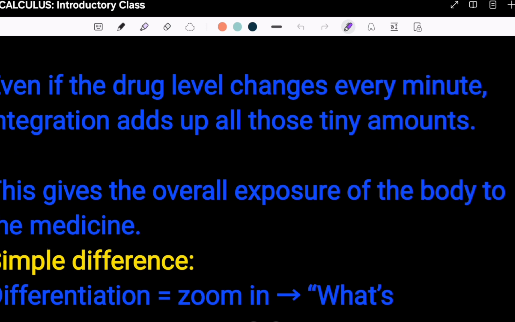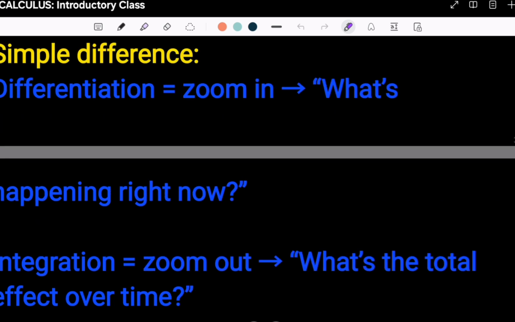From this we can conclude how much effect a medicine can have on the body, because now we can calculate how much drug is there in the body. The simple difference between integration and differentiation is that differentiation is zoom in. It means what is happening right now. And integration is zoom out. What's the total effect over time?